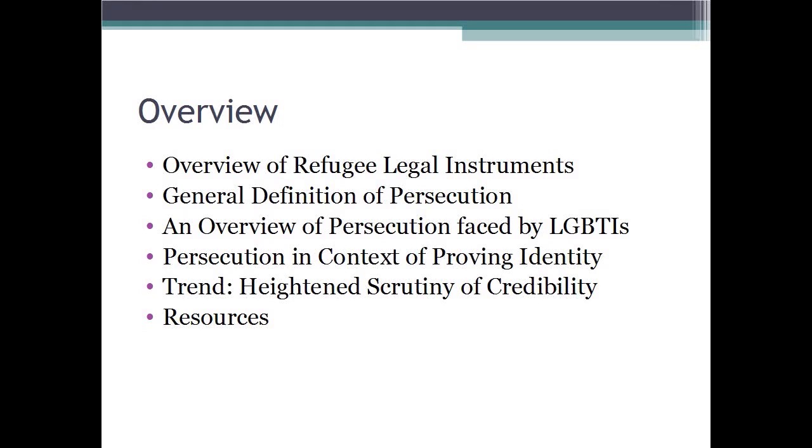And then I'll talk about persecution in the context of LGBTI claims and go through a couple of the issues that actually Neil mentioned in his talk, and maybe build on and talk about what usually qualifies as persecution and what doesn't usually qualify as persecution in those areas of abuse.